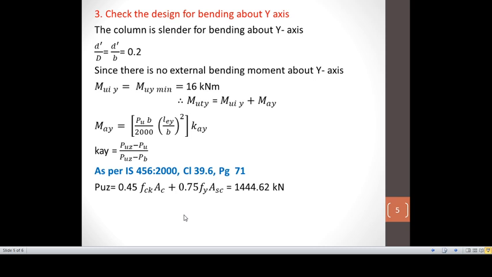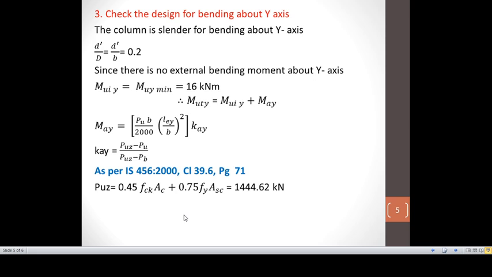Next step is, I am going to check whether this design is safe while considering the slenderness about the y-axis. In the initial step, we calculated the slenderness ratio and obtained that the column is slender about the y-axis alone. So next I need to check whether this obtained design is safe while considering the slenderness about the y-axis. For that, we know if the column is slender, we need to calculate both Mui and Ma, that additional moment which may be caused due to the P delta effect.